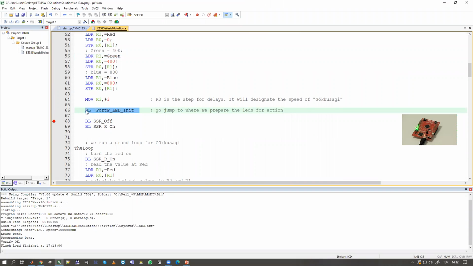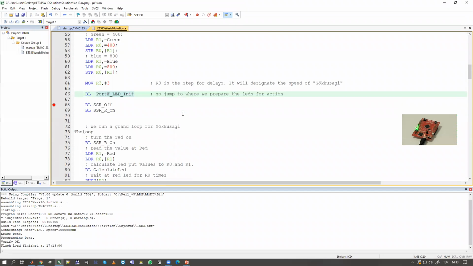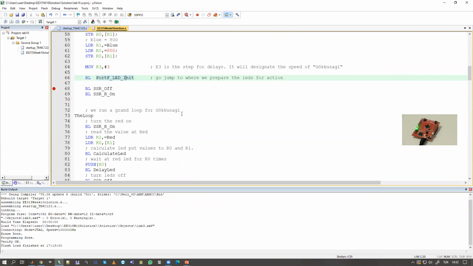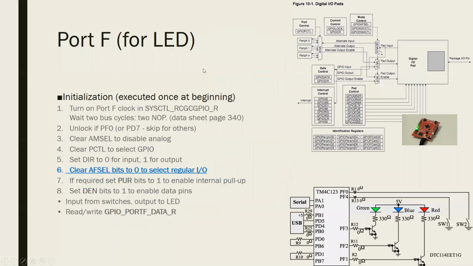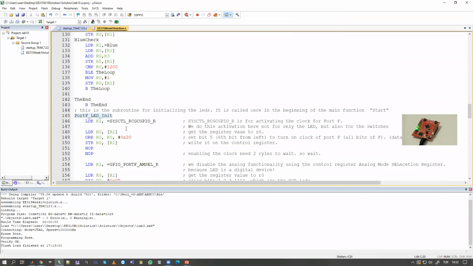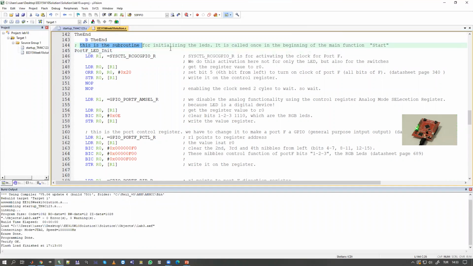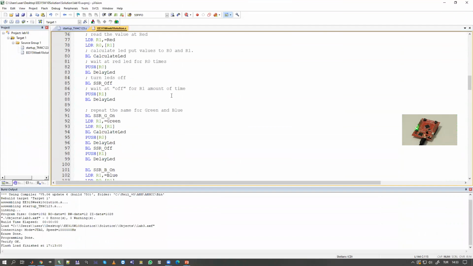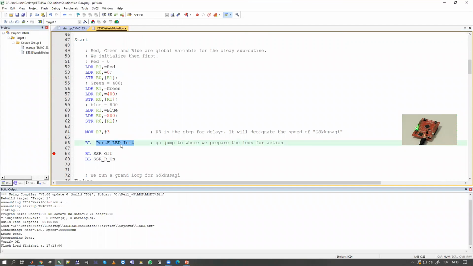It calls this subroutine. This subroutine is called only once. It is called port F LED initialization. Simply, it is the initialization routine to prepare port F so that we'll be able to use the LEDs. It is the exact same initialization routine we went through in the previous hour in the slides. Remember this code and this code. It is the exact same code. So it is here. Port F LED. This is the subroutine for initializing the LEDs. It is called once towards the beginning of the main function start.